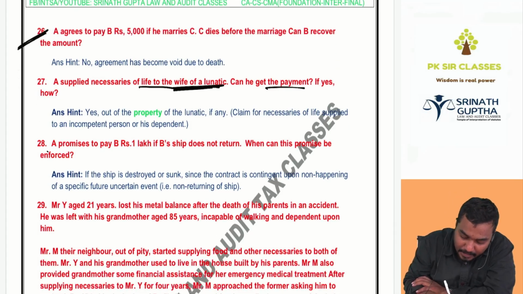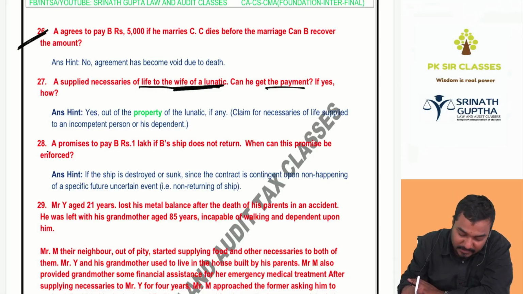A promises to pay 1 lakh rupees if B's ship does not return. Which contract? Contingent contract.